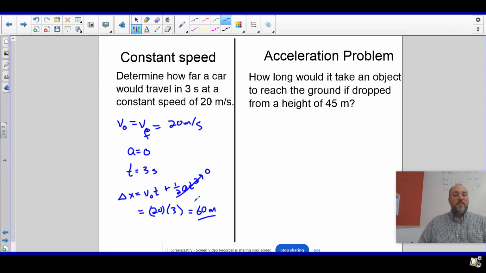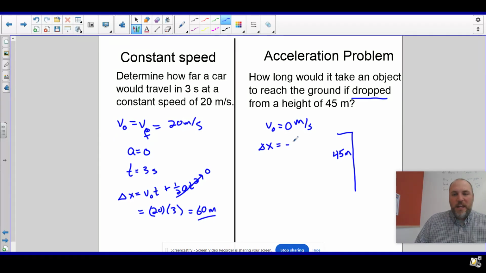Okay, so hopefully you felt confident doing that problem. Let's try a free fall problem. How long would it take an object to reach the ground if dropped from a height of 45 meters? So I'm going to go ahead and assume that dropped means the initial velocity is 0, so that's some implied data. I also know that it's dropped from a building that is 45 meters tall, so the displacement as it falls is going to be negative 45.